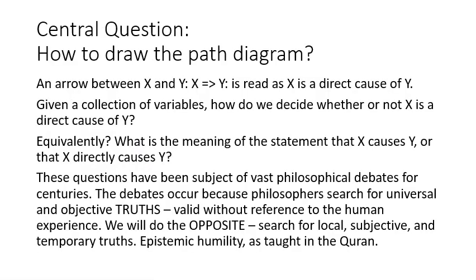The central question is, how do we draw a path diagram given a collection of variables? How do you decide which one causes another one? So which of the paths are causal paths and which are not? Where there is no arrow and where there is one. So this can also be interpreted in ordinary language as, what is the meaning of the sentence that X causes Y, or X directly causes Y?